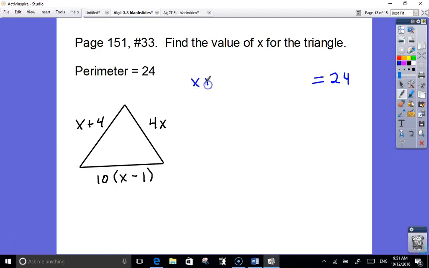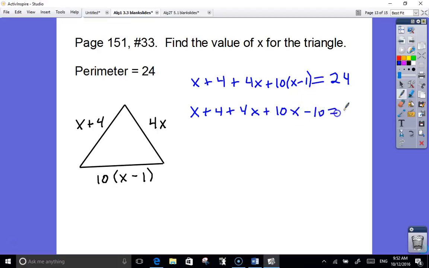Just add them up, right? x plus 4 plus 4x plus 10 times x minus 1. So that's the equation, right? If we add up all those things, that should be the perimeter, and they told us what the perimeter is. So now there's an equation that we should be able to solve. Definitely a multi-step equation. What would I do first to solve that? Distribute, correct. x plus 4 plus 4x plus 10x minus 10 equals 24.